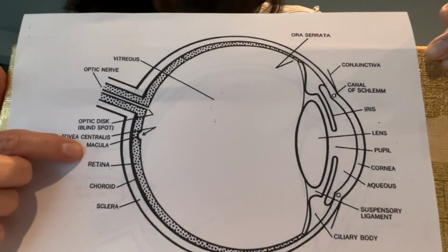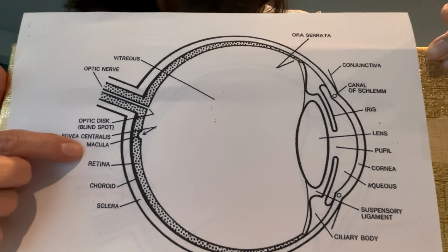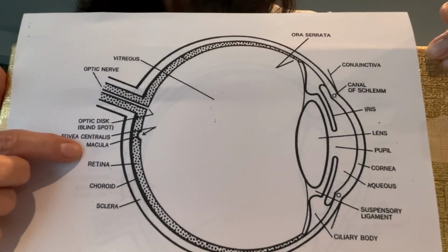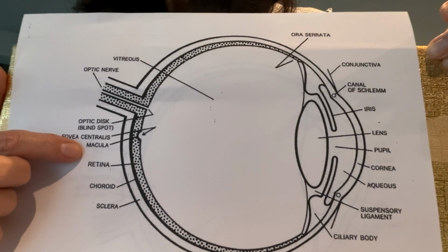Next, we have the macula. The macula is a small, thinned out area of the retina consisting exclusively of cone photoreceptor cells. This provides the high visual acuity.